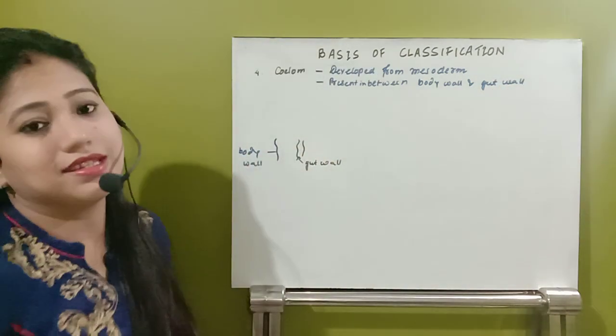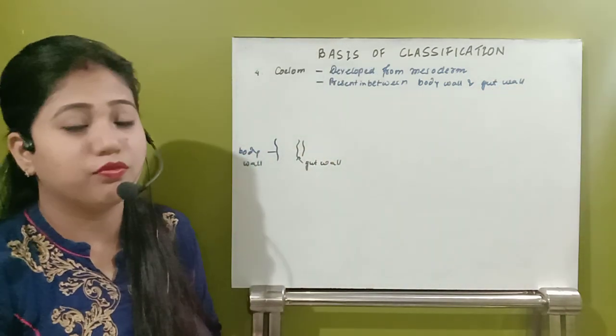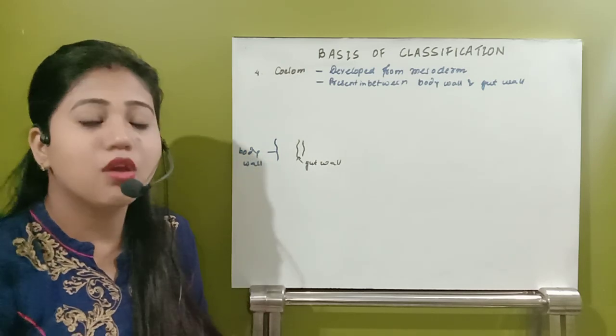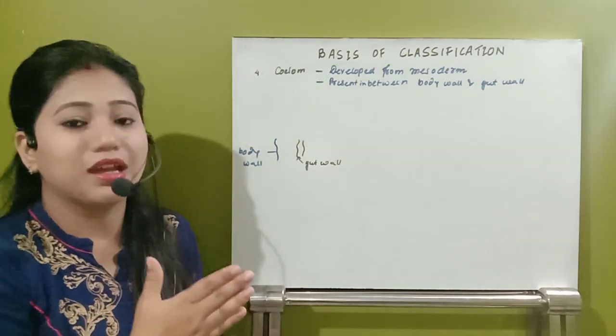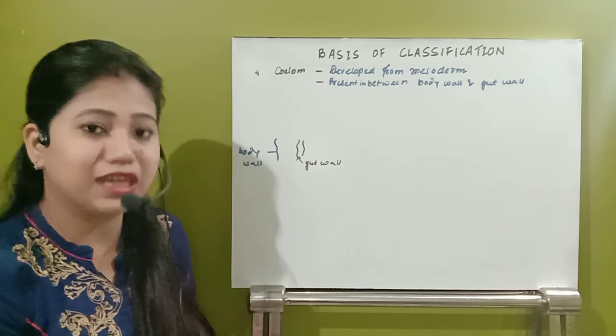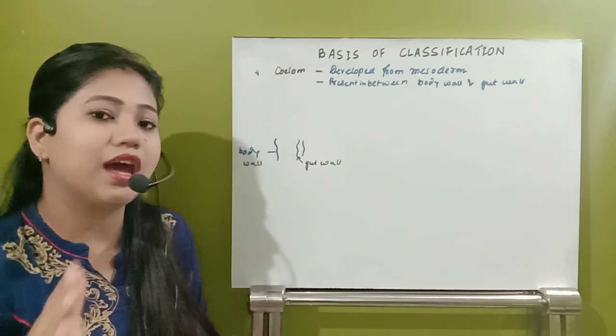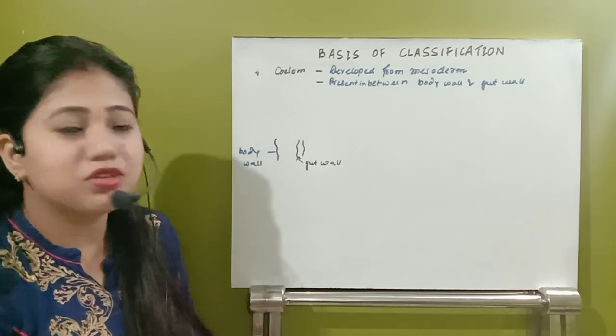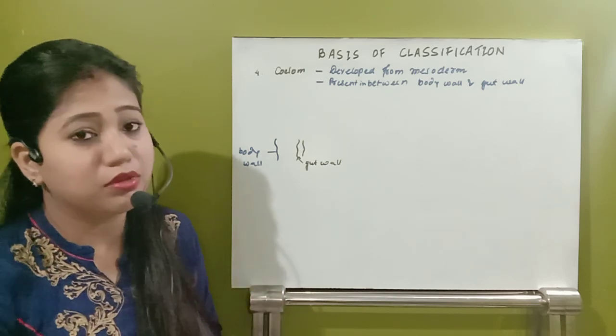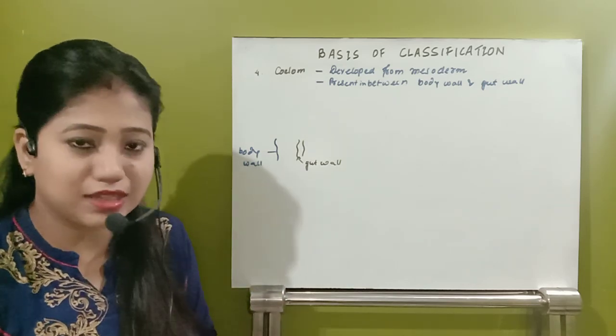So what is that? This is coelom. Remember, the coelom will be formed from the mesoderm, which is present in between the gut, that is the lining of the alimentary canal, and the outer body wall. Now just see how many types of animals you can see on the basis of this coelom.